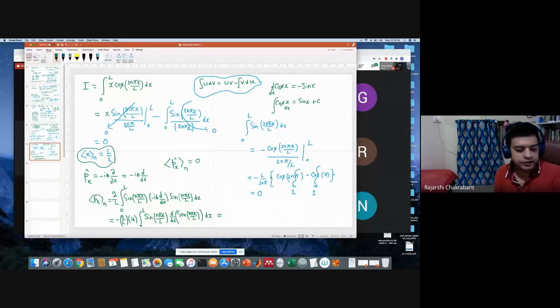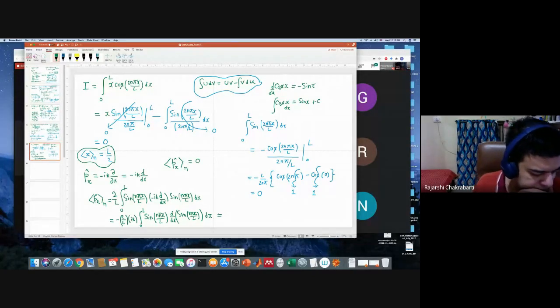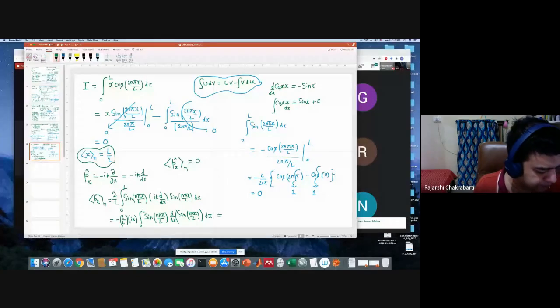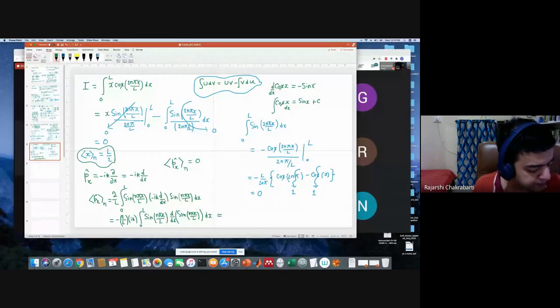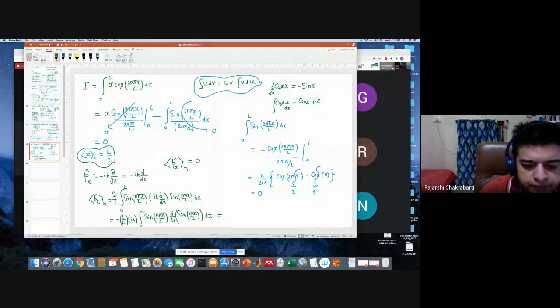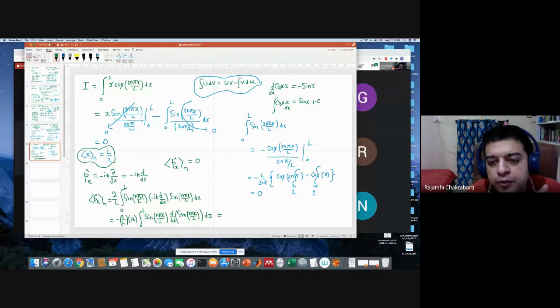Maybe you can calculate, you know what is d/dx of sine x? What is the d/dx of sine x? Cos x. And what is the answer in this case? Tell me what is the answer? Cos n pi x by L into n pi by L. So if you do this integral, again you're going to get 0. Are you convinced that you're going to get 0?